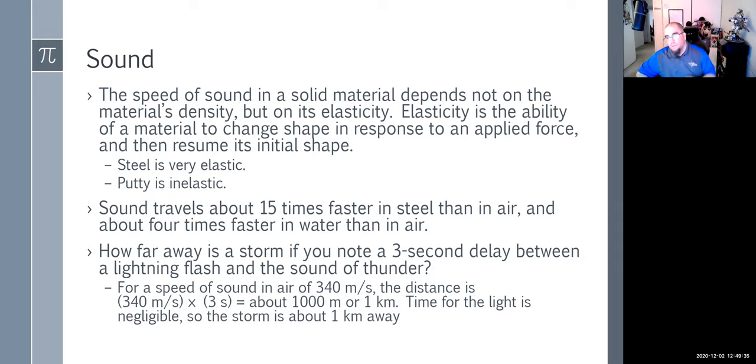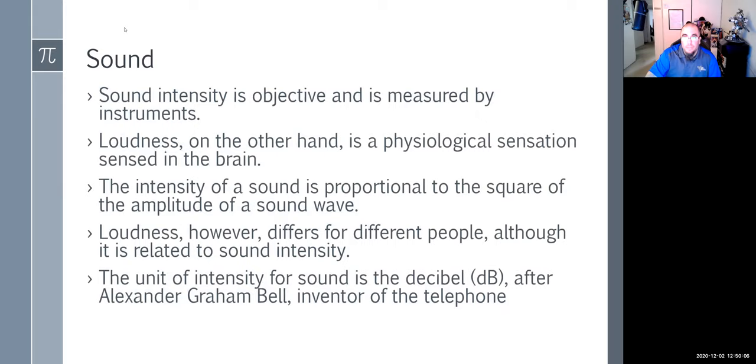Usually a good rule of thumb is that for every about 3 seconds between a lightning flash and the thunder, it's about a kilometer of distance, right? So if you see the lightning, boom, and then 1, 2, 3, 4, 5, 6, the lightning strike was probably about 2 kilometers away. And again, it varies, it depends on how warm it is out and how cold it is out.